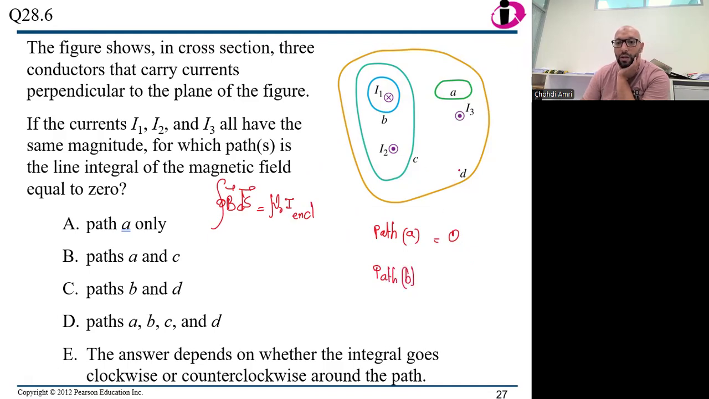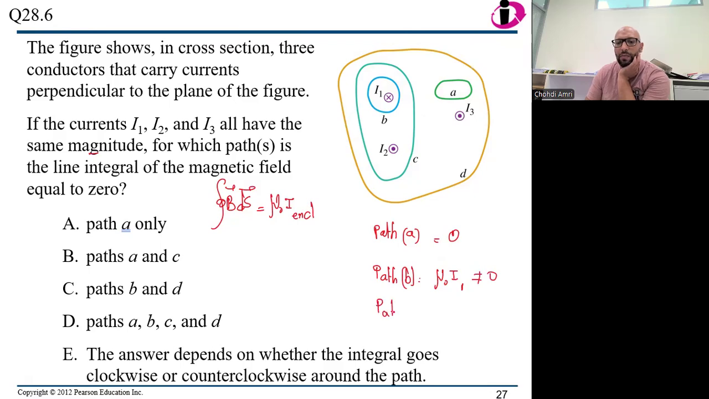For path B, we are enclosing I1, so it's mu naught I1. All of them have the same magnitude, but as you see, some of them are out of the page and some are into the page, so we can consider out of the page as positive and into the page as negative. Whatever, what I want to say is that it is different from 0.